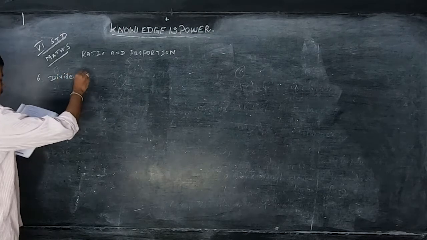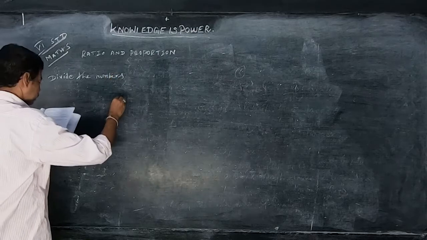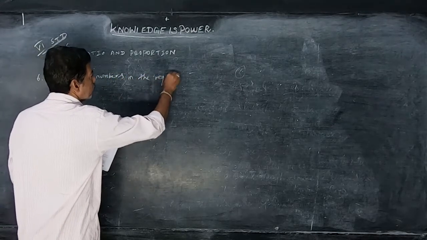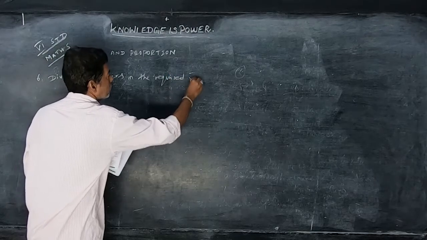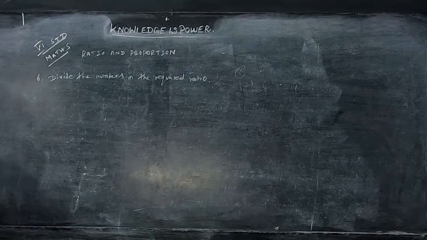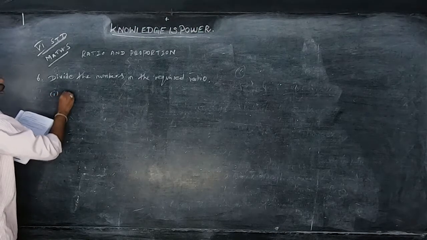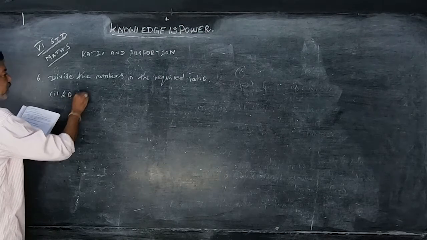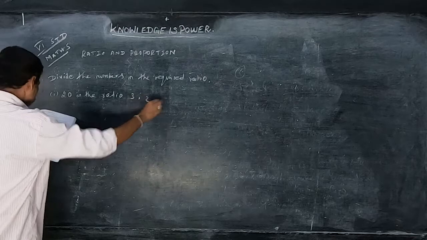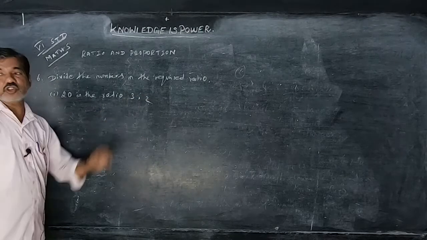Divide the numbers in the required ratio. Required ratio. It's clear? Now, the first one, 20 in the ratio 3:2. 20 in the ratio 3:2.